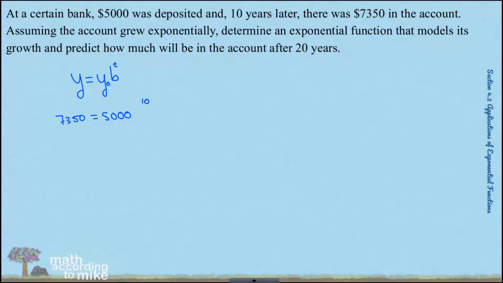What we don't know is b. So we're going to use some algebra to solve for b. The first thing we're going to do is get rid of that 5,000. Since that 5,000 is multiplying by b to the 10, to undo it, we're going to divide.